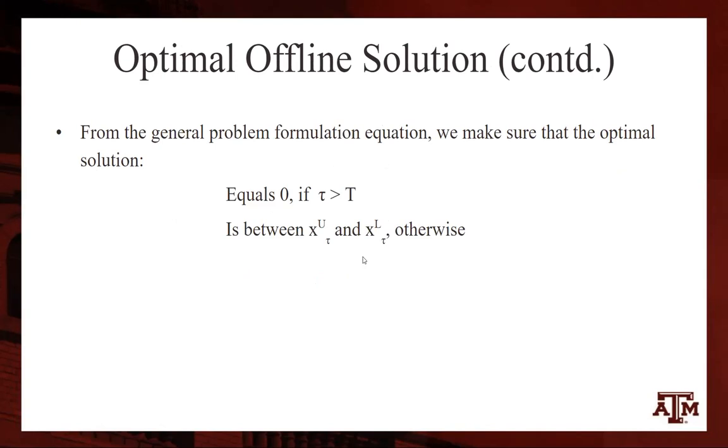Then we find the optimal value for the number of active servers by solving the general optimization problem, but ensuring it remains between the upper bound and the lower bound. Therefore, if it's within the given time limit, the solution is between the two limits. If it exceeds the given time limit, then it equals 0. So we solve this recurrence relation in order to find the optimal solution.